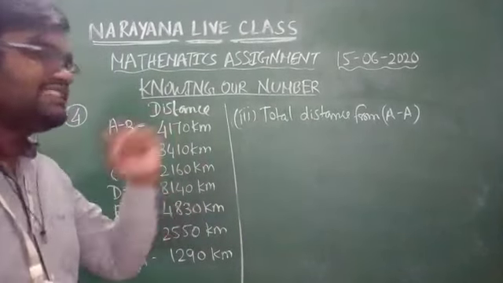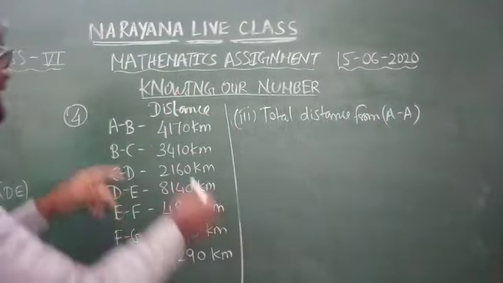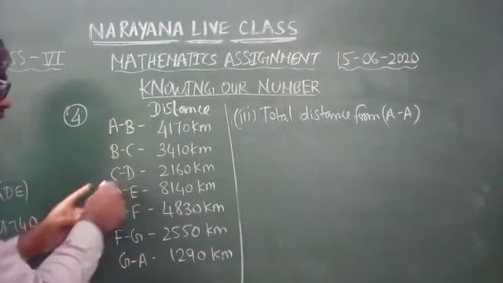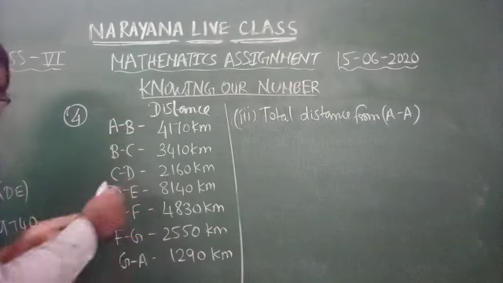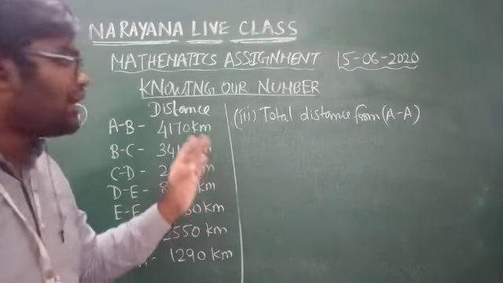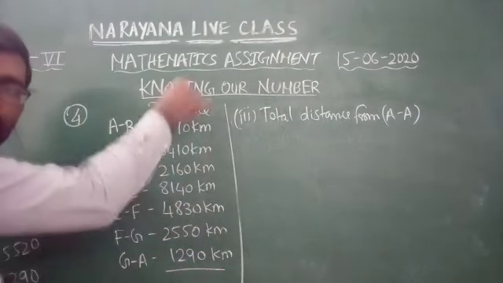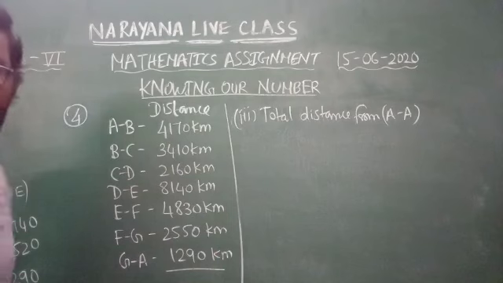Now for the third subdivision, the total distance from A to A. What is this A to A? It travels from A to B, B to C, C to D, D to E, E to F, F to G, and from G it comes back to A. So what is the total distance they are asking? Very simple. We are going to add all these values. That is the answer. Okay, students.